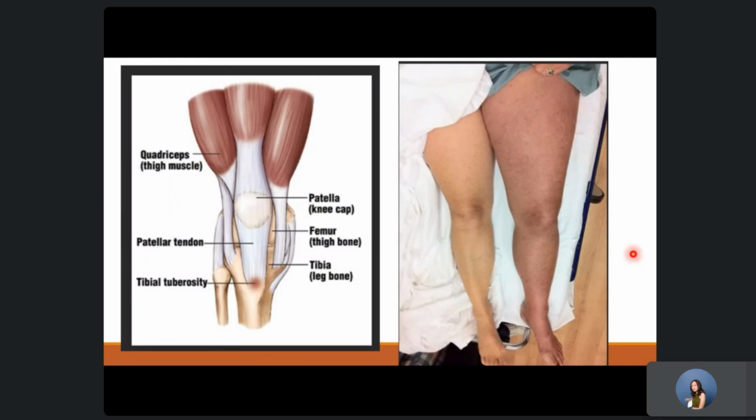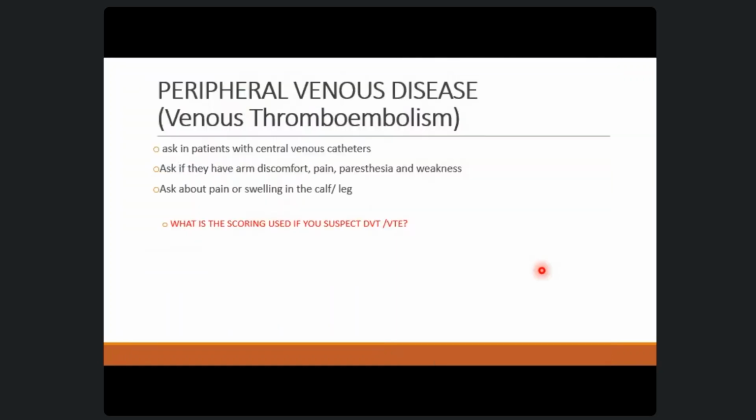Next, this one. This is an example of unilateral swelling, which is the one from earlier. So unilateral swelling or edema. When you examine unilateral swelling, make sure to measure the calves 10 cm below the tibial tuberosity. The normal difference between the two sides should be only about 3 cm. Any more than that is really something worrisome.